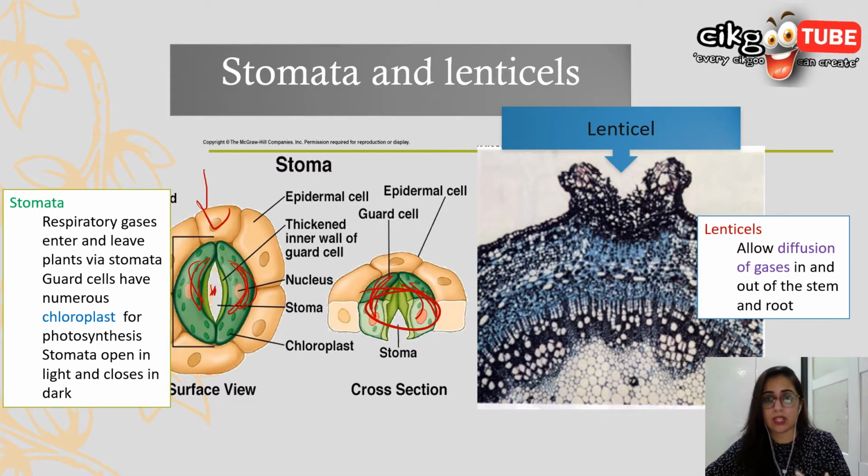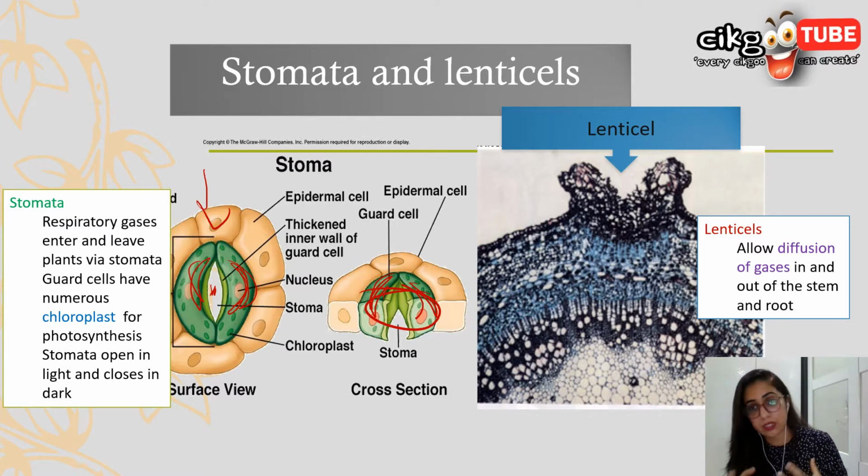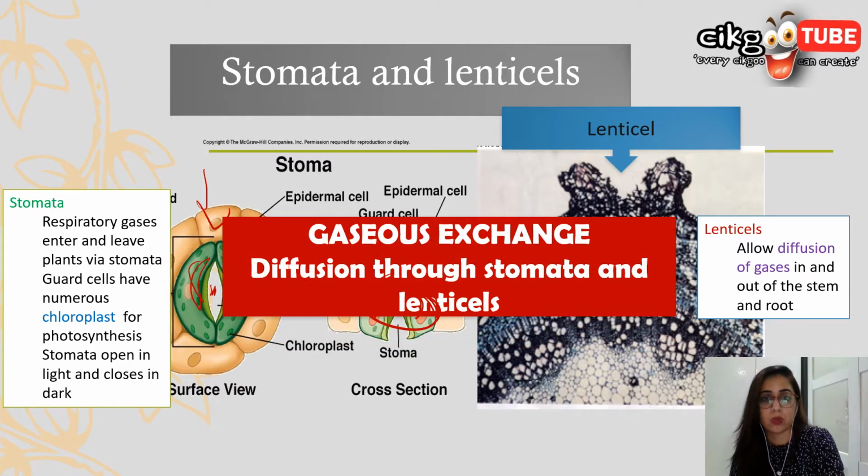Lenticels, on the other hand, allow diffusion of gases in and out of the stems and also the roots because the structure is found there. But it's not as complex as guard cells and stoma. So gases exchange occurs through diffusion, through stomata and also lenticels.